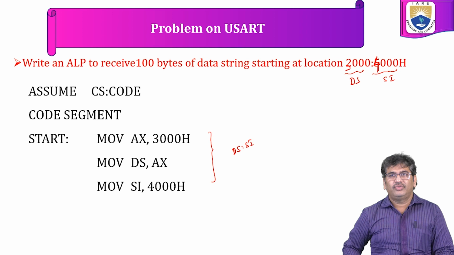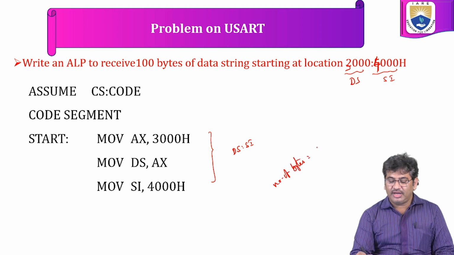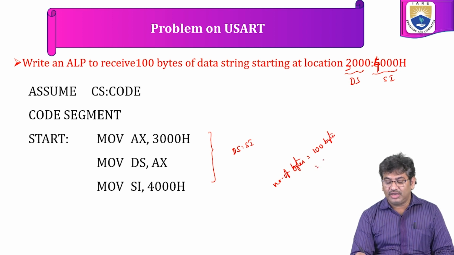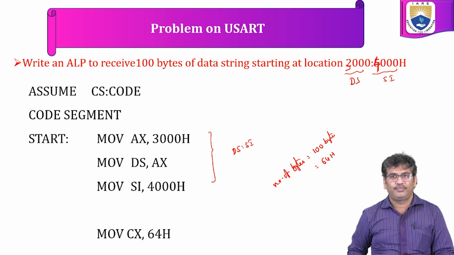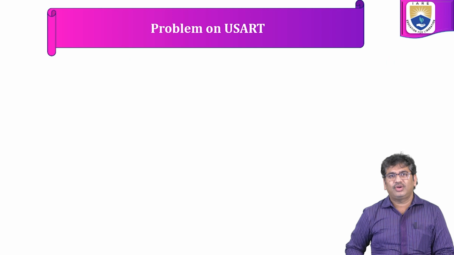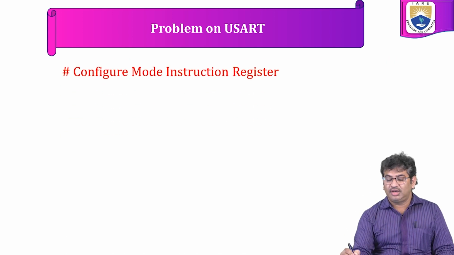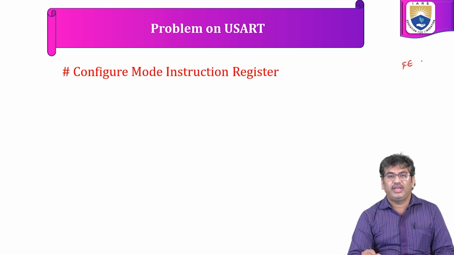The number of bytes which we are receiving is 100 bytes. So the total count you can take as 64H in hexadecimal, and that we are going to load into the CX register. After this, we have to configure the mode instruction control word. The value which we are going to write for the mode instruction register is FEH.